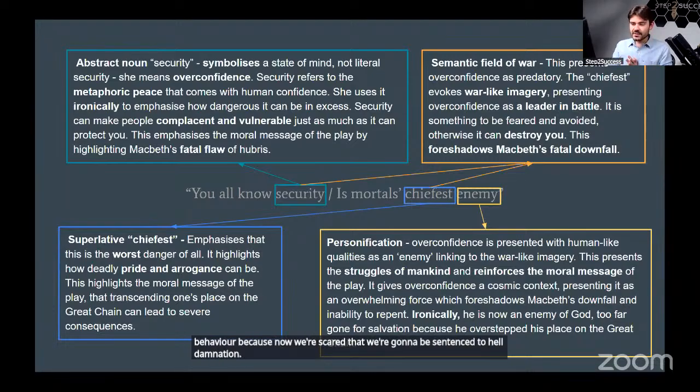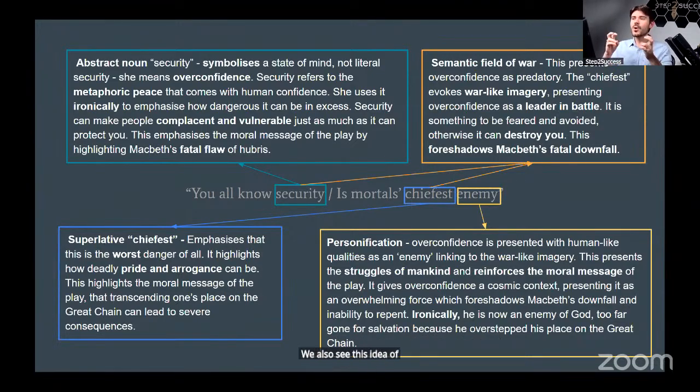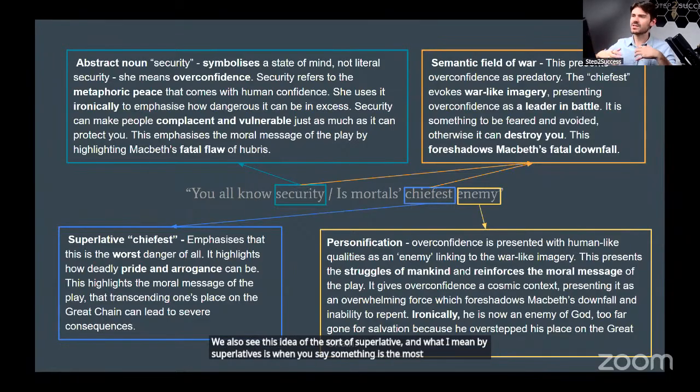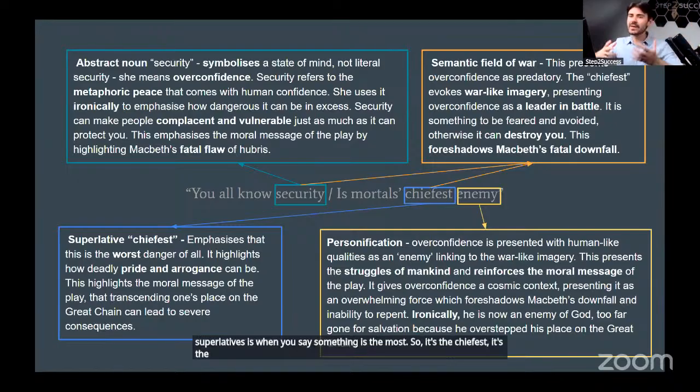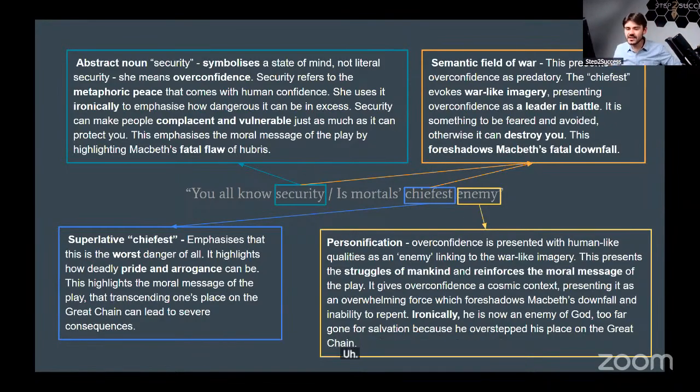We also see this idea of the superlative. And what I mean by superlatives is when you say something is the most. So it's the chiefest, it's the largest it can be. So he uses this superlative of the chiefest. Now, let's think of the chief. In modern English, a chief is someone who's a leader. It's someone who gives orders, particularly in battle.